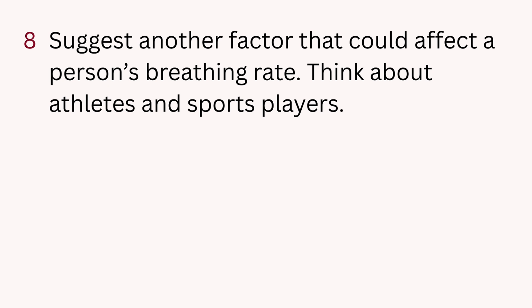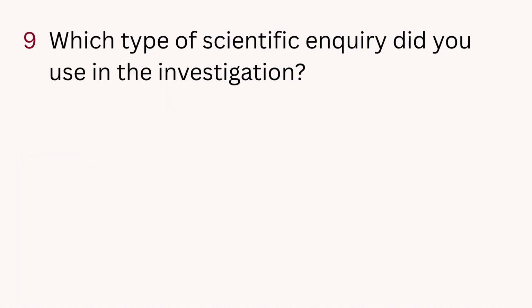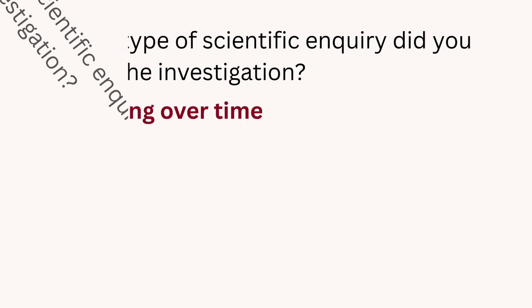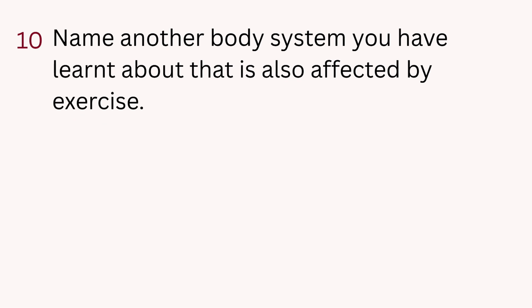Number 8. Suggest another factor that could affect a person's breathing rate. Think about athletics and sports players. Another factor could be the fitness level of the person. Number 9. Which type of scientific inquiry did you use in the investigation? Observing over time. Number 10. Name another body system you have learned about that is also affected by exercise. Circulatory system.